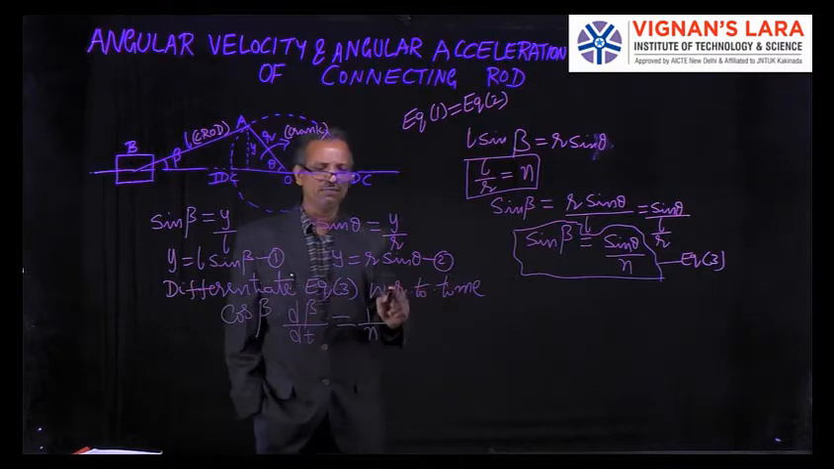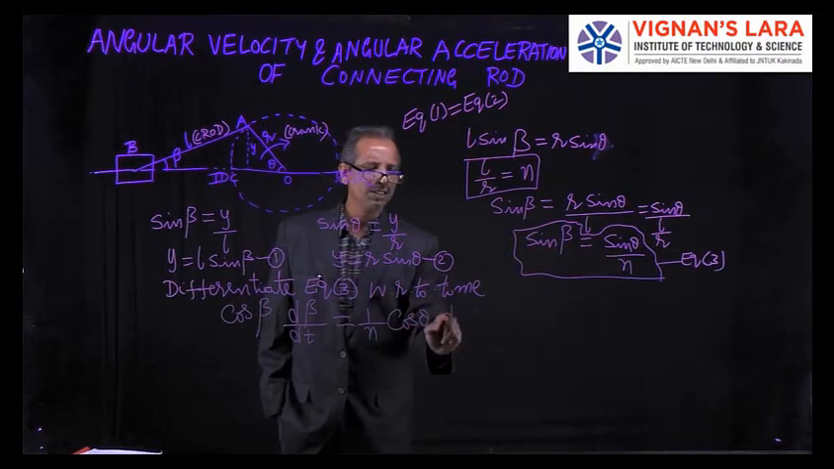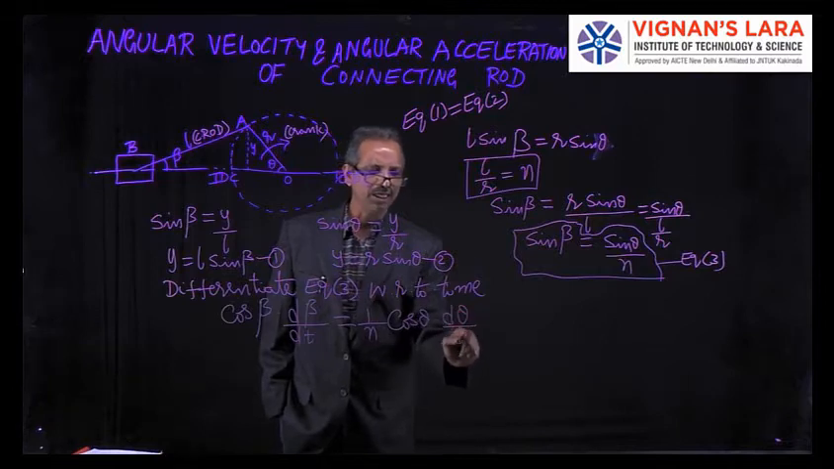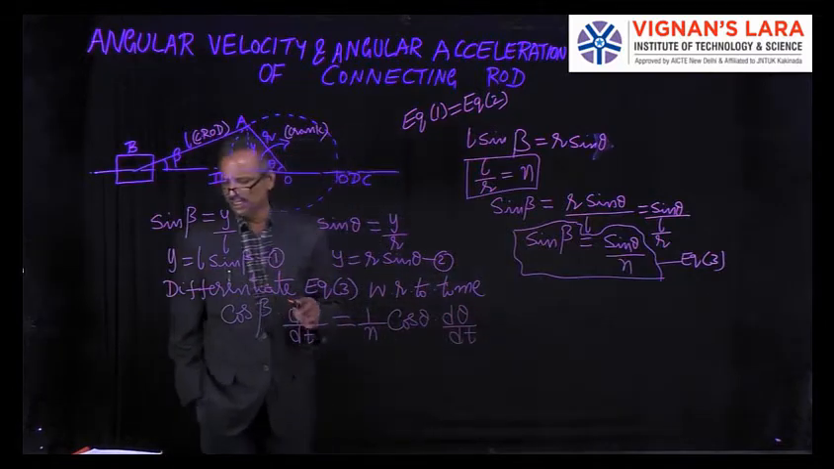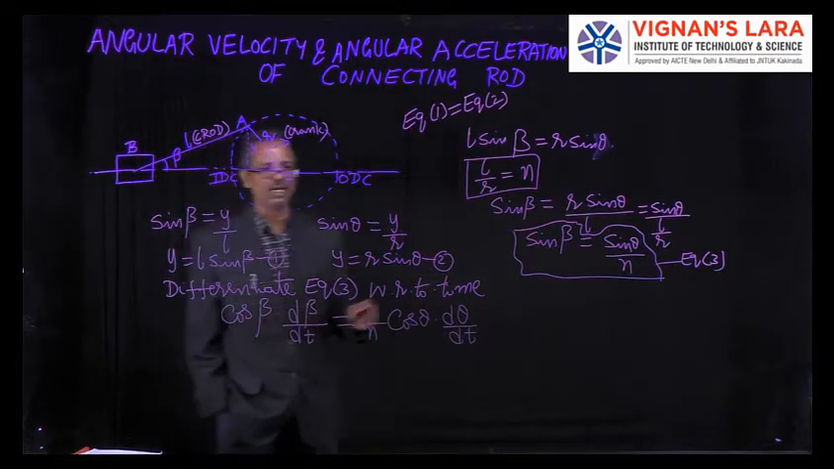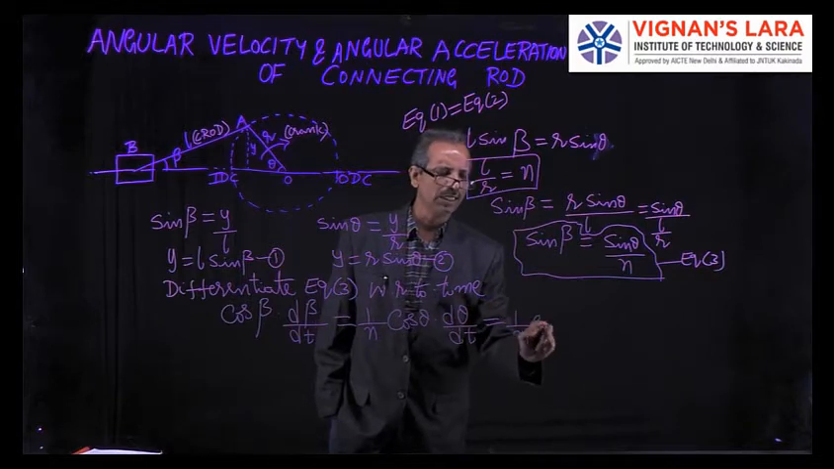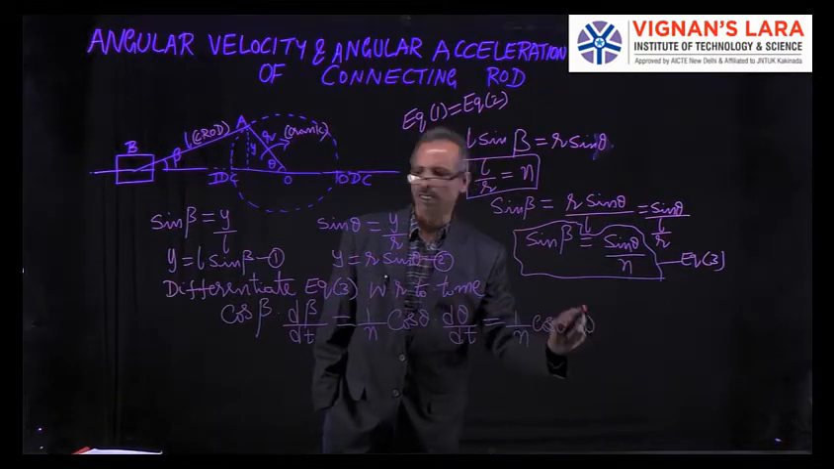Then sin theta differentiates to cos theta, and theta differentiates to d theta by dt. So what is d theta by dt? You are aware of it. D theta by dt is nothing but omega. So this can be written as 1 by n cos theta into omega.